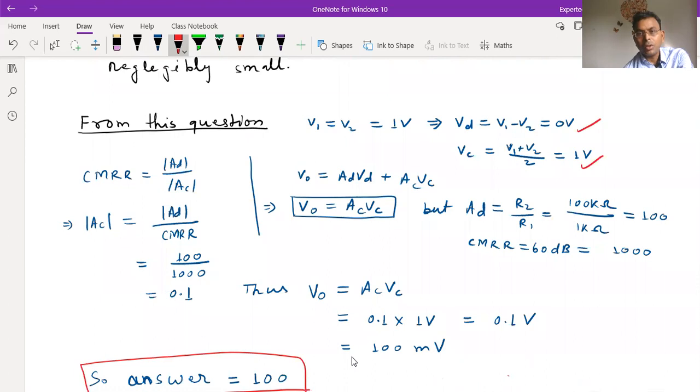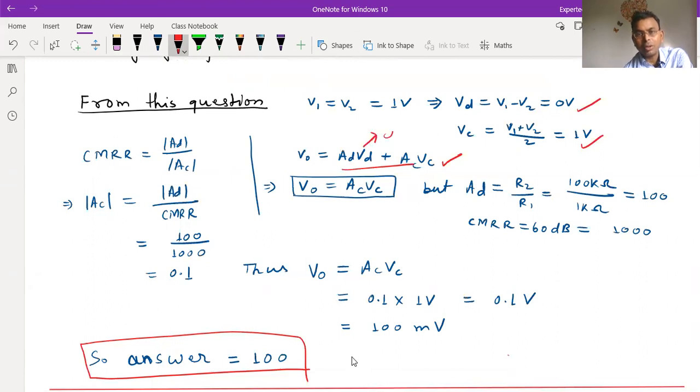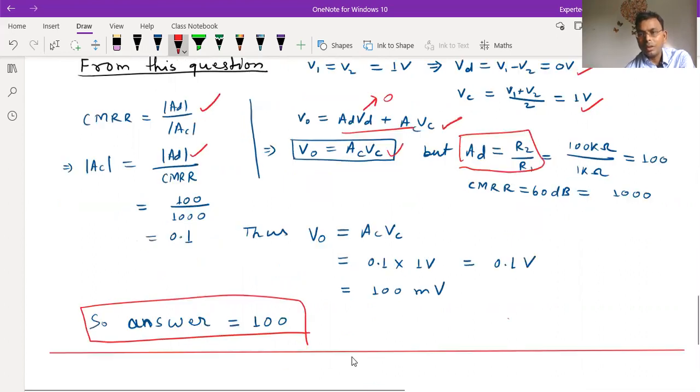Now VO can be given from this second model, ADVD plus ACVC, but VD is equal to 0, so we can get VO is equal to only ACVC. We have VC as 1 volt, so we need to find AC. Okay. Now to find AC, we have the equation of CMRR, AD by AC. So where will we get AD from? AD we have derived just now. AD is equal to R2 by R1 if R4 by R3 is equal to R2 by R1.